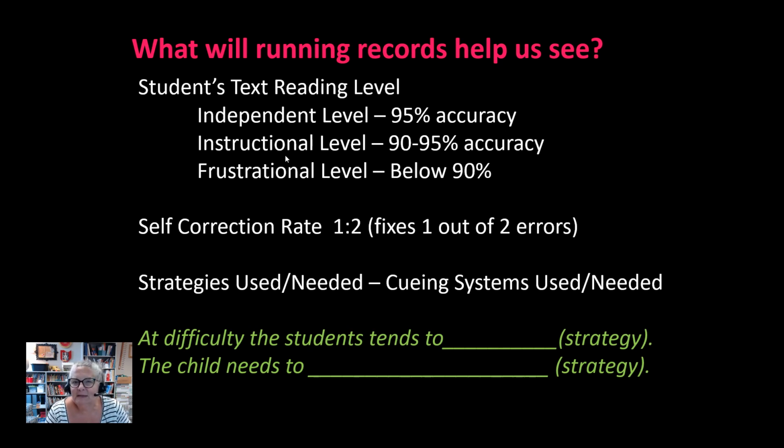Now, we don't want to give kids books that are frustrational. Frustrational level texts are any text that they can read less than 90% accurately. So if you can read less than 90% of the book accurately, you're going to be very frustrated. It will be too hard to really learn from.